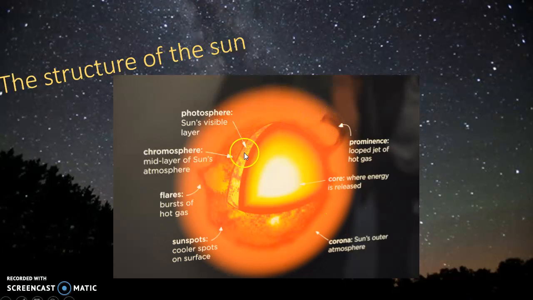Or prominence. Now, one of the other things that the sun has a layer of is its corona, which is the sun's outer atmosphere that you can see right here. But this photosphere is the one that we typically are looking at when we look up at the sky.